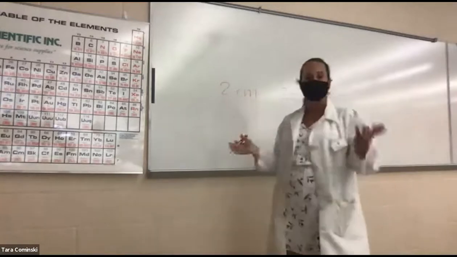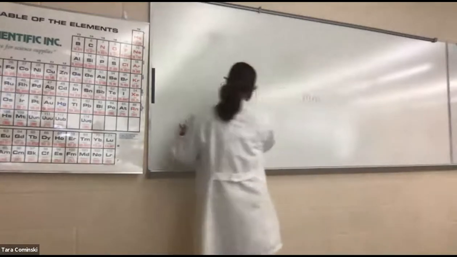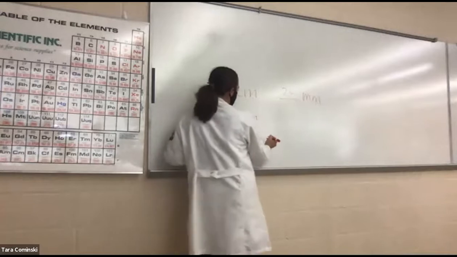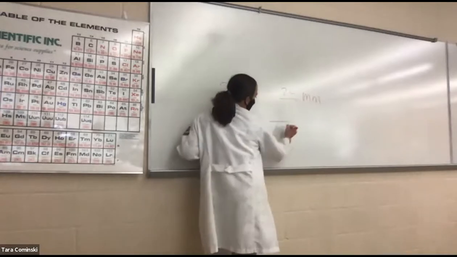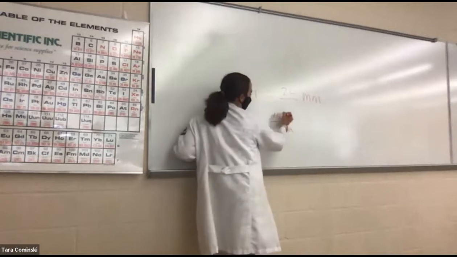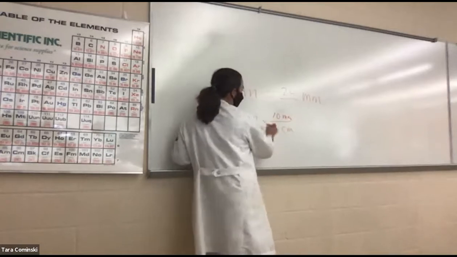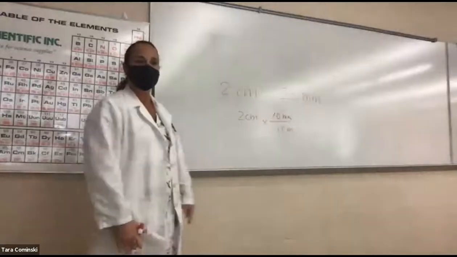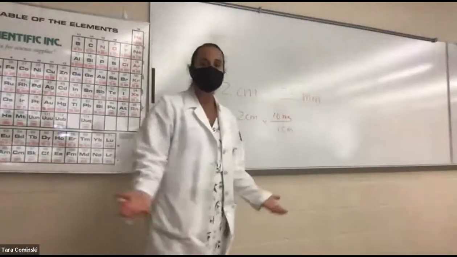You also can write it out, if the decimal place thing throws you off. You can do it like this. You could say 2 centimeters, and you want centimeters to cancel out. How many millimeters are in a centimeter? So it's just 2 times 10. So that's an easy conversion.